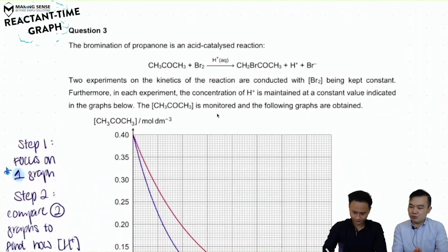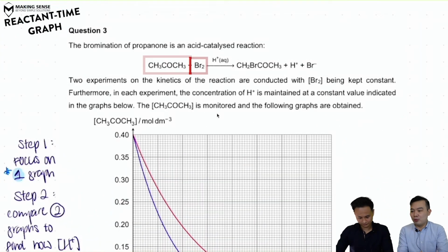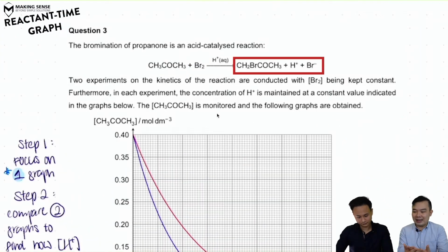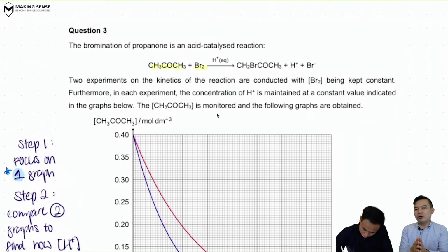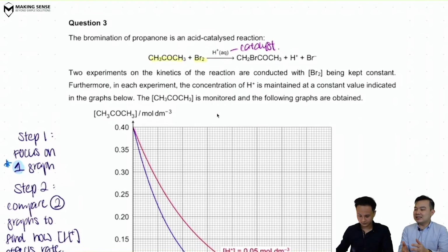For example, if I give you this reaction itself, propanone reacts with bromine to give me some random products, and H plus is written on top of the arrow. There's an indication that it is a catalyst. Okay. Now, we want to find out the order with respect to propanone as well as H plus. And we're going to see how we're going to do that.